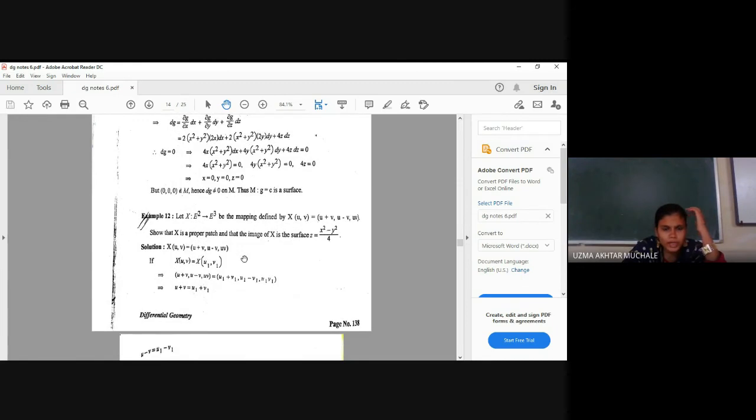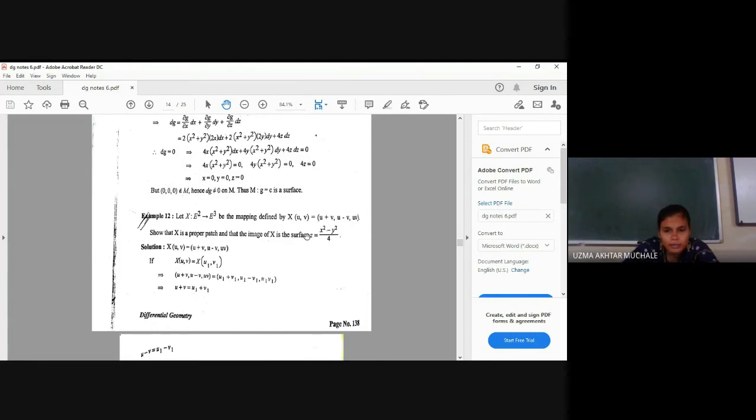Let us go for the next one. The mapping x of u is defined by u plus v, u minus v, and the third one is u into v. Now we have to show that x is a proper patch and the surface E is nothing but z is equal to x square minus y square divided by 4.